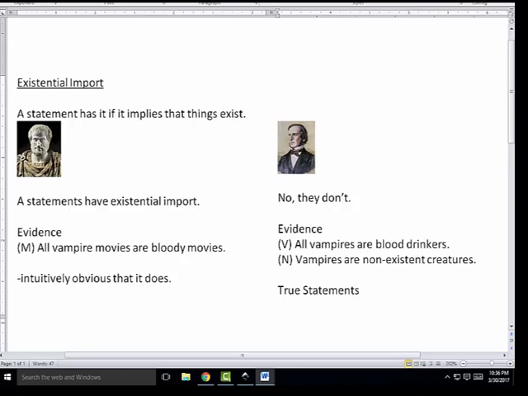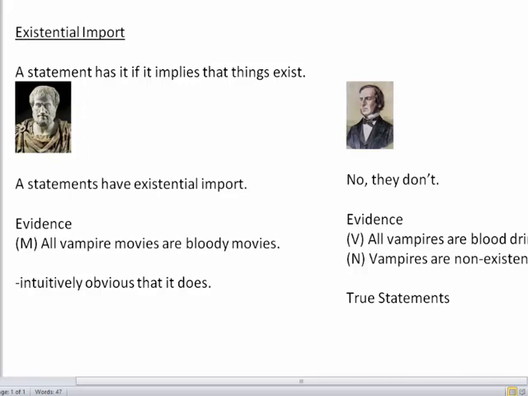But if we say that A statements have existential import, then both of these statements have as part of their meaning that vampires exist, even though one of them directly states that they don't. And since vampires don't exist, these statements, by implying otherwise, would have to be called false. Although we said intuitively they should be true. The Aristotelian resolution to this problem is to conclude that some A statements have existential import, whereas others don't. So M does, but V and N don't.